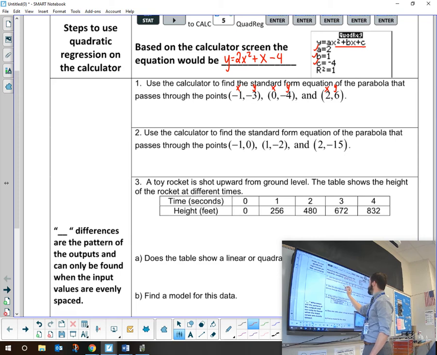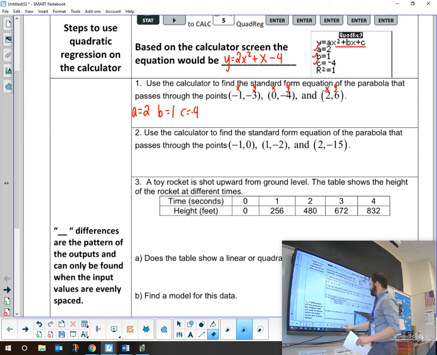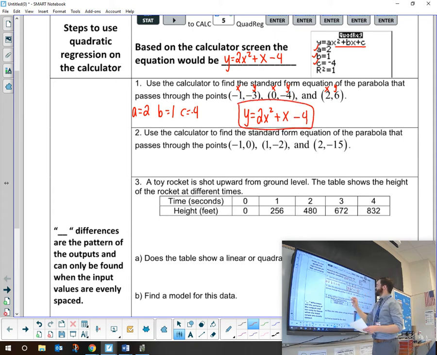It's going to be y equals, what do we have there? We said my A was 2, my B was 1, and my C is -4. So there are my A, B, and C. My equation itself is going to be y equals 2x squared plus x minus 4. So just like that, from 3 points. All you need is 3 points on your graph. You can find any equation that's out there.